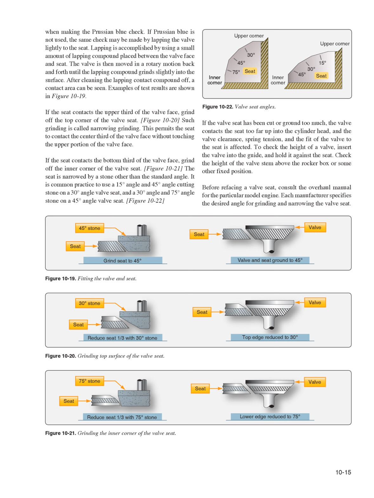If the seat contacts the upper third of the valve face, grind off the top corner of the valve seat. Figure 10:20, such grinding is called narrowing grinding. This permits the seat to contact the center third of the valve face without touching the upper portion of the valve face. If the seat contacts the bottom third of the valve face, grind off the inner corner of the valve seat. Figure 10:21, the seat is narrowed by a stone other than the standard angle.